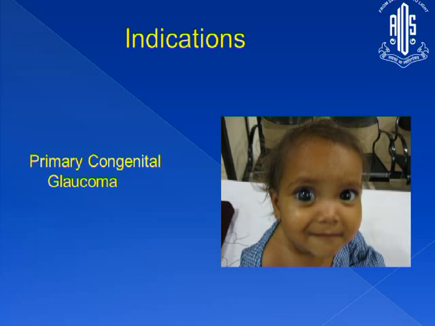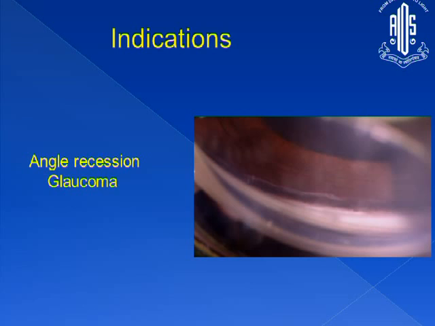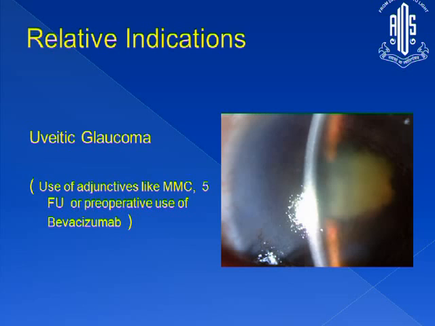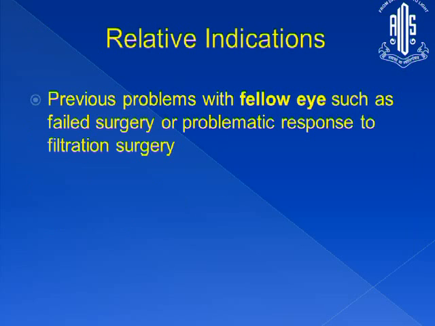Then primary congenital glaucoma, where surgery is the primary mode of treatment. Then any traumatic glaucoma, like angle recession glaucoma. And some of the relative indications are neovascular glaucoma, where prior to surgery you can use preoperative Avastin or anything to improve the success rate. Sometimes in uveitic glaucoma also, with the use of a gentle approach, you can do trabeculectomy. Now, any previous problem with the fellow eye, such as failed surgery or problematic response to filtration surgery, you have to keep all these things in mind if you go for surgery in the other eye.